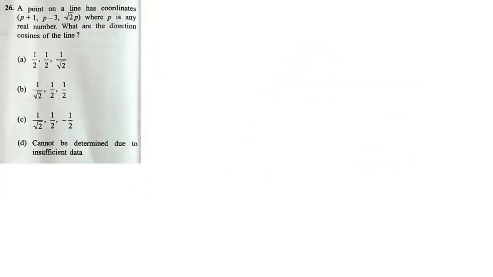Now question number 26. A point on a line has coordinates p plus 1, p minus 3, √2 p, where p is any real value. What is the direction cosine? Okay, as we notice, p plus 1 represents the x coordinate of this point, p minus 3 represents the y coordinate, and √2 p represents the z coordinate.